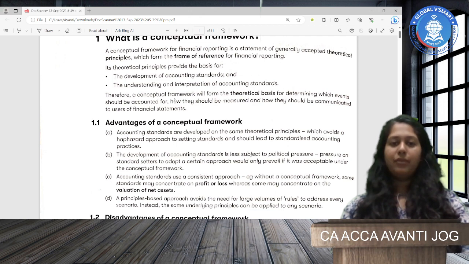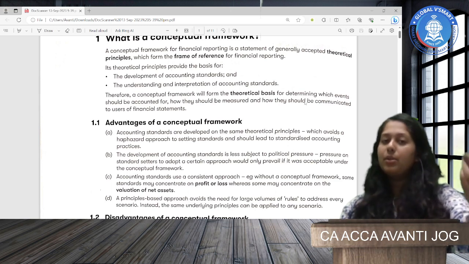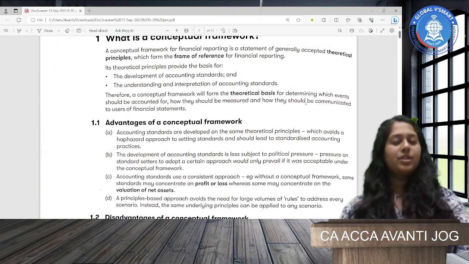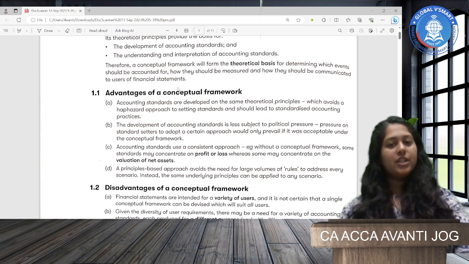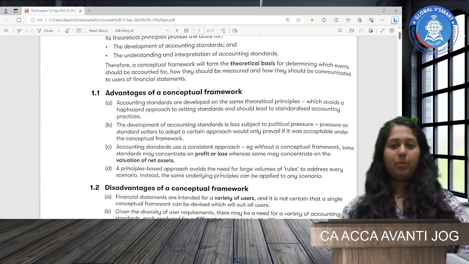Therefore, a conceptual framework will form the basis for determining which event should be accounted for, how much they should be measured, how should they be noted or narrated to the shareholders and the users of financial statements. So basically, developing new accounting standards and understanding them, the foundation for this is done by the conceptual framework.